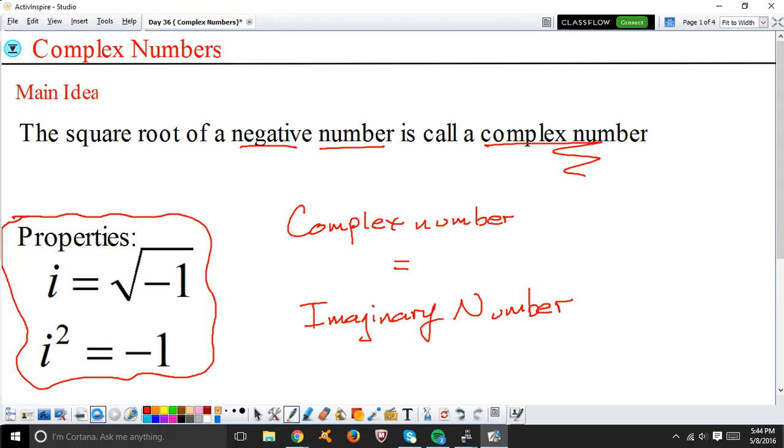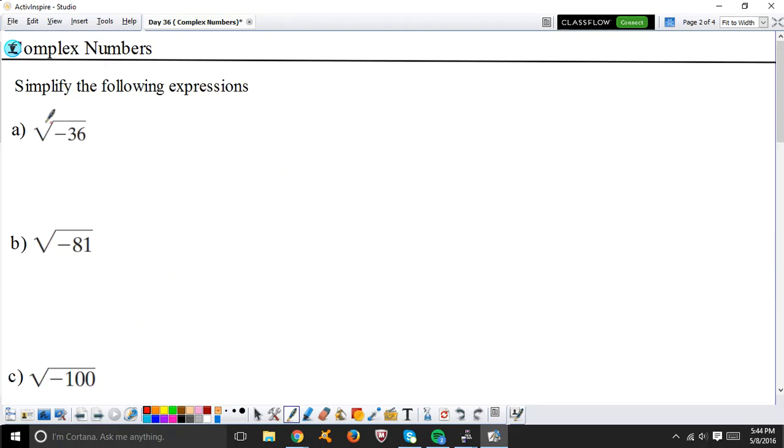Now, let's try to simplify the following. Simplify the square root of -36. Notice that we're taking the square root of a negative number. So we first need to rewrite this in imaginary form. So this is equal to i times the square root of positive 36. Whenever you take the square root of a negative number, you can just take out an i.